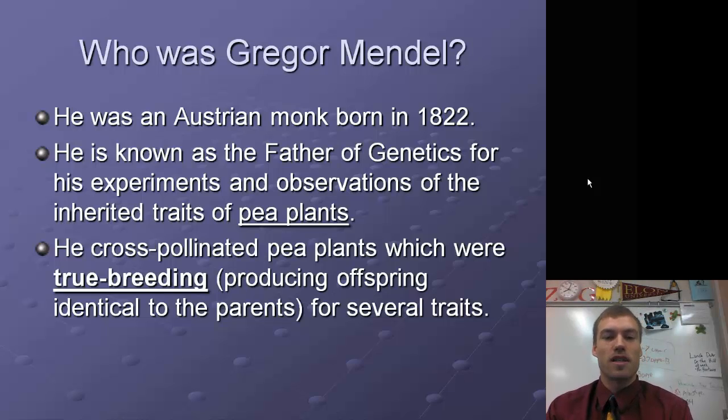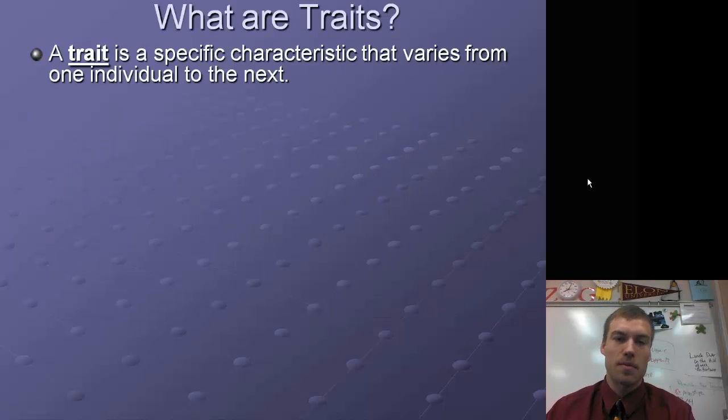So what he did was he cross-pollinated pea plants, which were true breeding, and what that means is that they were producing offspring identical to the parents. So basically, if he had a short plant and he bred it with another short plant, he would always get a short plant out of it. He would never get a tall plant. Or if they had wrinkled pea pods, then they would always have wrinkled pea pods. So there were 7 different traits that he actually investigated when he was doing his pea plants.